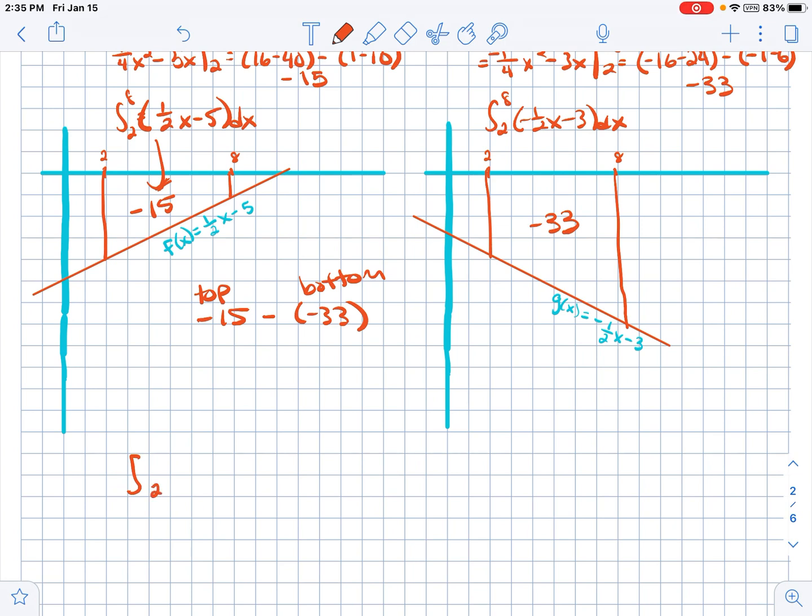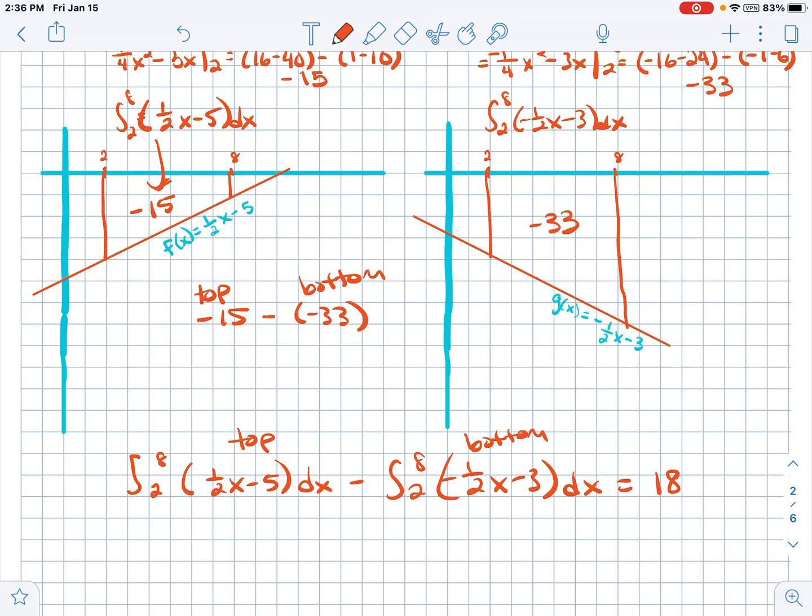So if I wrote this out the long way, this would be the integral from 2 to 8 of 1/2 x minus 5, minus the integral from 2 to 8 of negative 1/2 x minus 3. So the top function minus the bottom function gave us this positive area. So negative 15 minus negative 33 is 18. That's the positive area that we're looking for by taking the top function minus the bottom function.